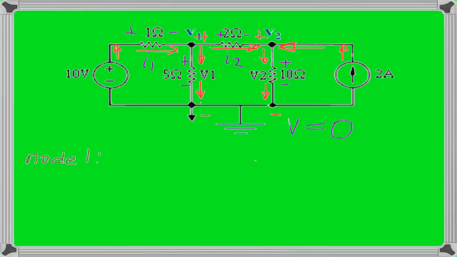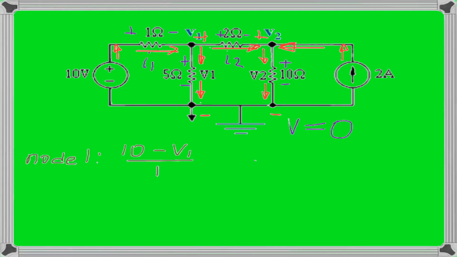To make it easier and consistent, let's assume that the currents coming into the node will be positive and the currents leaving the node will be negative. So the first current, I1, or the current through 1 ohm resistor, is going into node V1, so that current will be positive. So what should we write? The current I1 equals voltage at plus is 10, minus voltage at minus is V1, over resistance 1.